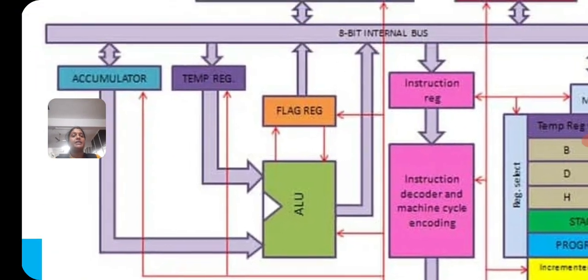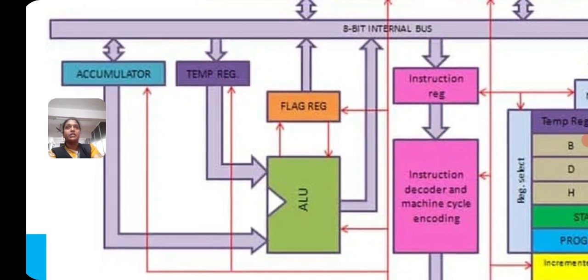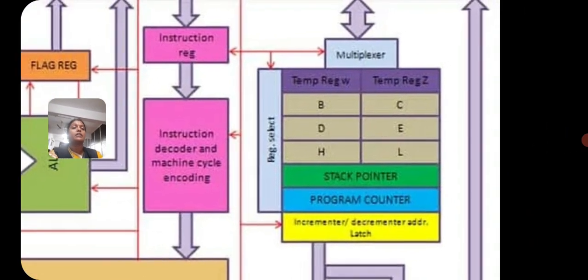And the main special purpose register is the accumulator. The accumulator is a special purpose register because all the operations performed by the ALU use data stored in the accumulator. And there are the temporary register, stack pointer, program counter, and the other registers.